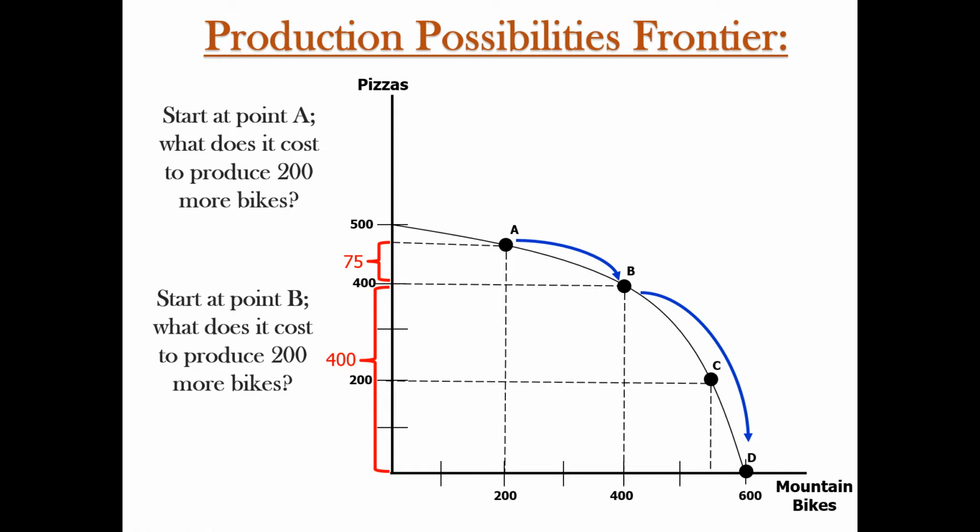But notice the big key here is that each time we were increasing the number of mountain bikes by the same amount. But notice that the cost in terms of pizzas that we had to give up increased dramatically. Okay? And that's because of the shape of the production possibilities curve. Or really, I should say, that this phenomenon of what we call increasing opportunity cost is what gives the production possibilities curve its bowed out shape. Okay?